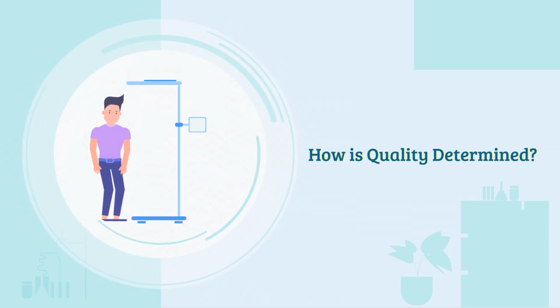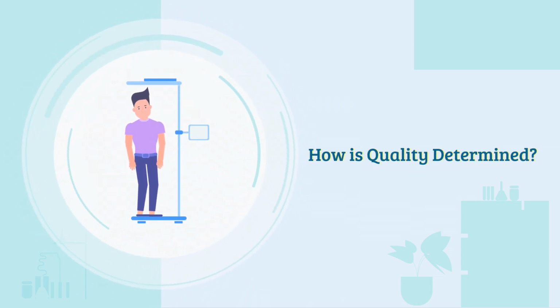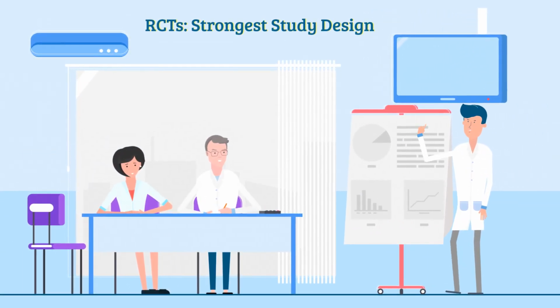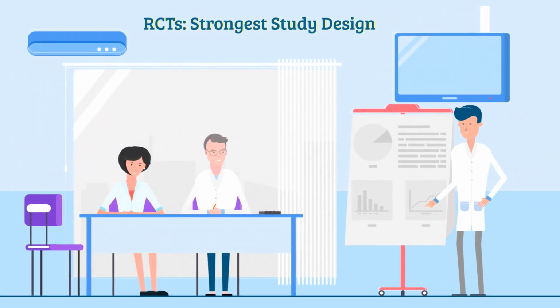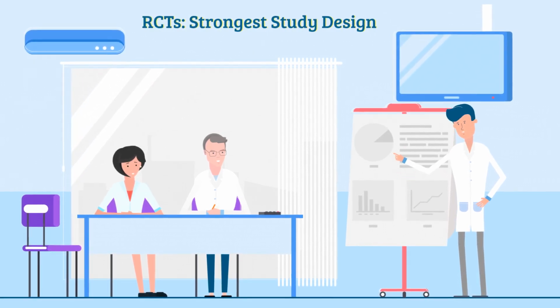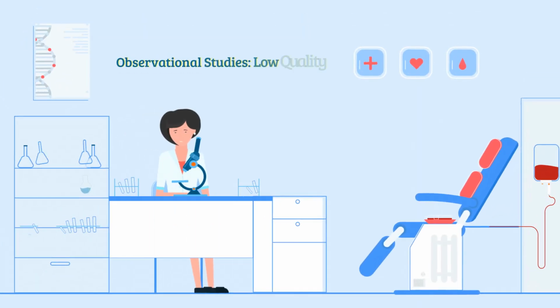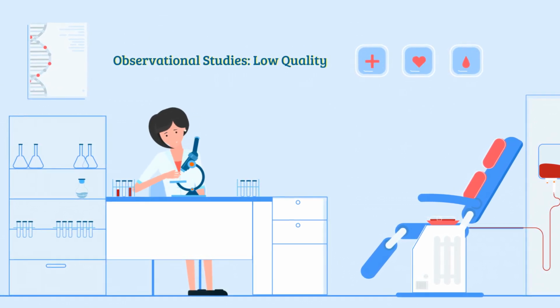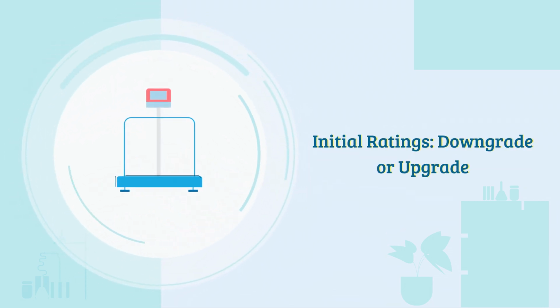So, how is this quality determined? Randomized controlled trials, or RCTs, are typically considered our strongest study design, so they start as high-quality evidence. Observational studies start as low-quality evidence. However, that initial rating can be downgraded or upgraded based on several factors.